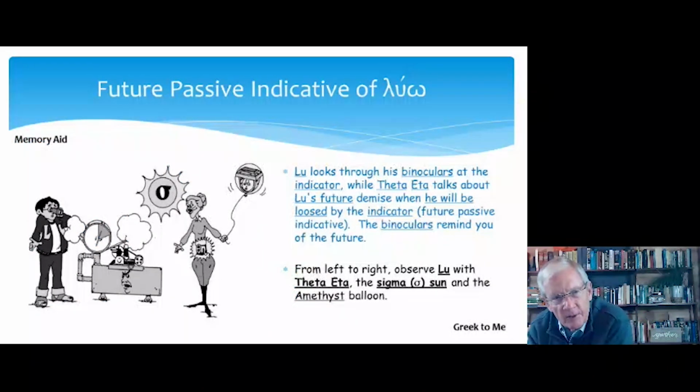So, our picture here, Lou looks through his binoculars at the indicator while Theta Eta talks about Lou's future demise when he will be destroyed by the indicator, future passive indicative. Now, from left to right, observe Lu with theta eta, the sigma sun, and then the amethyst balloon. We've had amethyst occur in so many endings up to this point, so I didn't need to put every ending in there. She's enough just to remind us of the omai, a, atai endings, with amethyst being the untier.